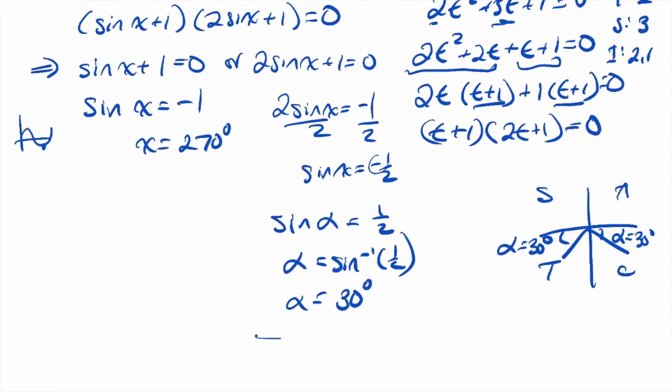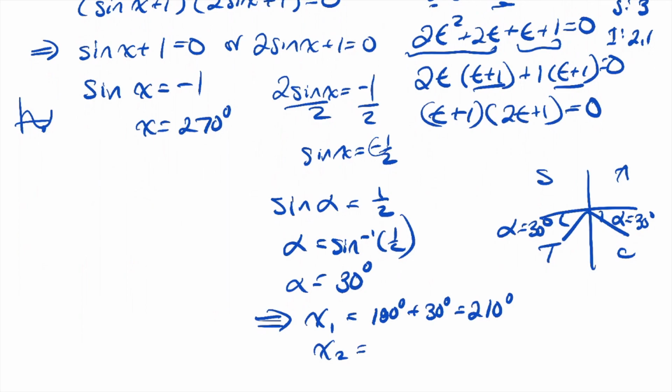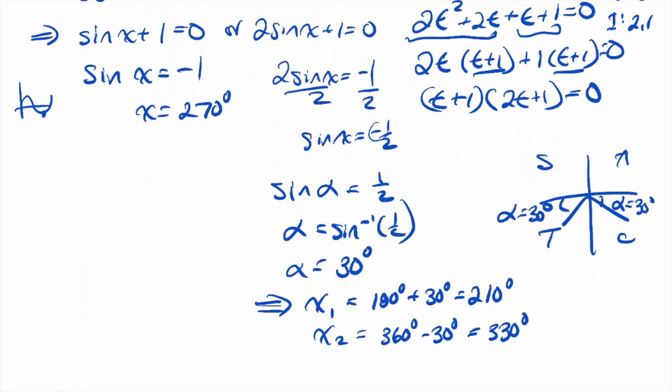So this implies that now my two solutions for x, one solution is in quadrant 3. It's going to be 180 degrees plus my reference angle, which is 30. So 210 degrees is one answer. And finally, the second one is in the fourth quadrant. So in there, it's going to be 360 degrees minus my reference angle of 30 degrees, which is 330 degrees. So in this case, we actually have three solutions. So therefore, x is equal to either 210 degrees, 270 degrees, or 330 degrees.